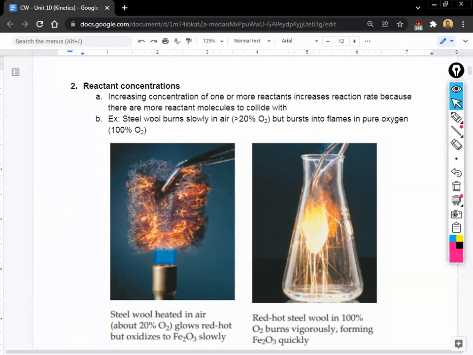So steel wool, if you put it in air, which is about 20% oxygen gas around us, it will oxidize slowly. But if you have 100% oxygen and if you have steel wool, it'll just combust right away. It'll just burn instantly. And so the higher the concentration, the more of a reactant you have, the faster the reaction, right?